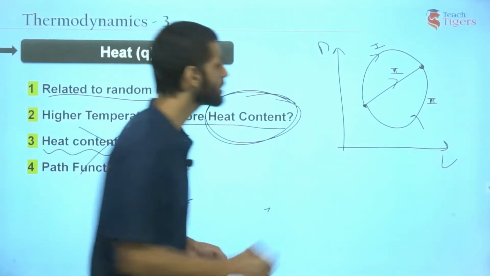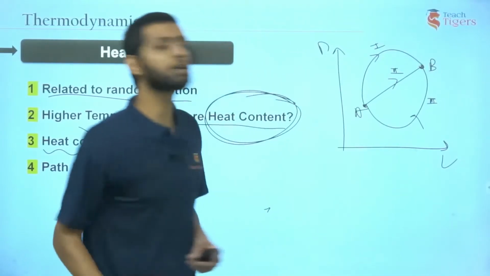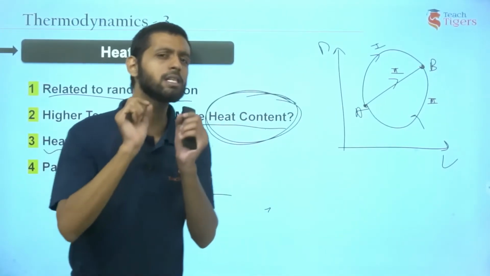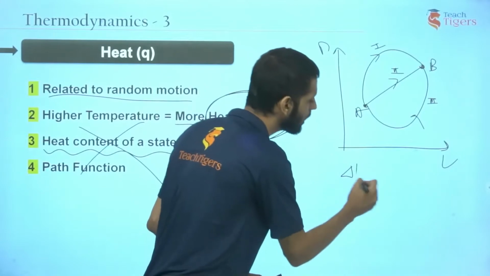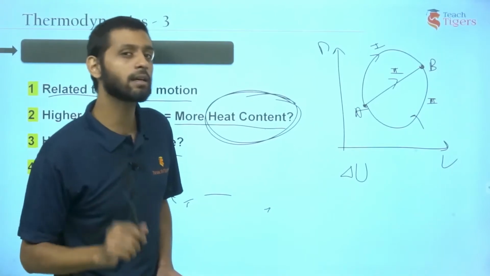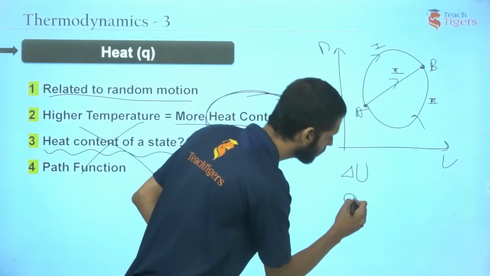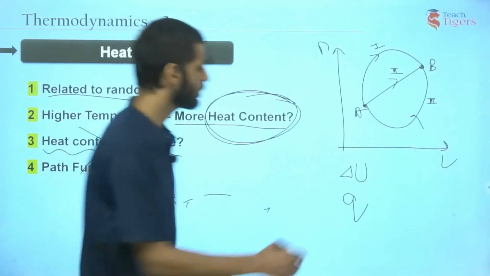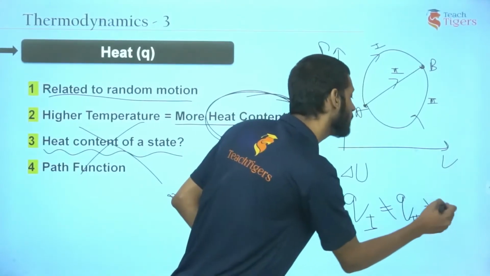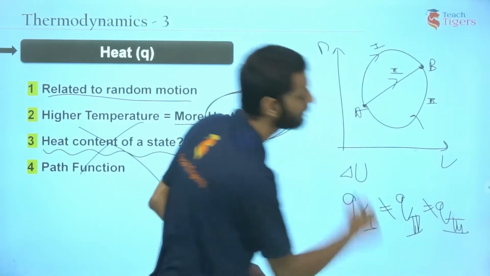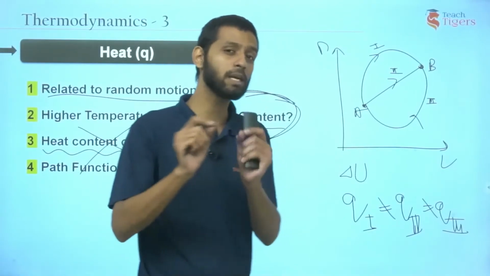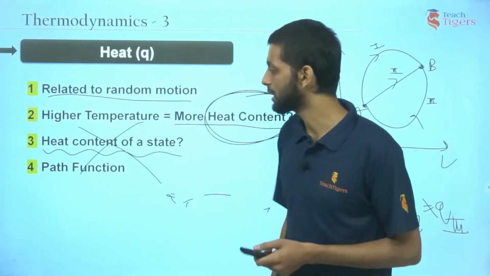Earlier we mentioned that going from A to B, internal energy change is the same because the initial state is defined, the final state is defined, so internal energy change is the same. Delta U is the same for 1, 2, 3. But heat is not the same. Q for 1 is not equal to Q for 2, which is not equal to Q for 3. So we have to be careful which path we are taking.